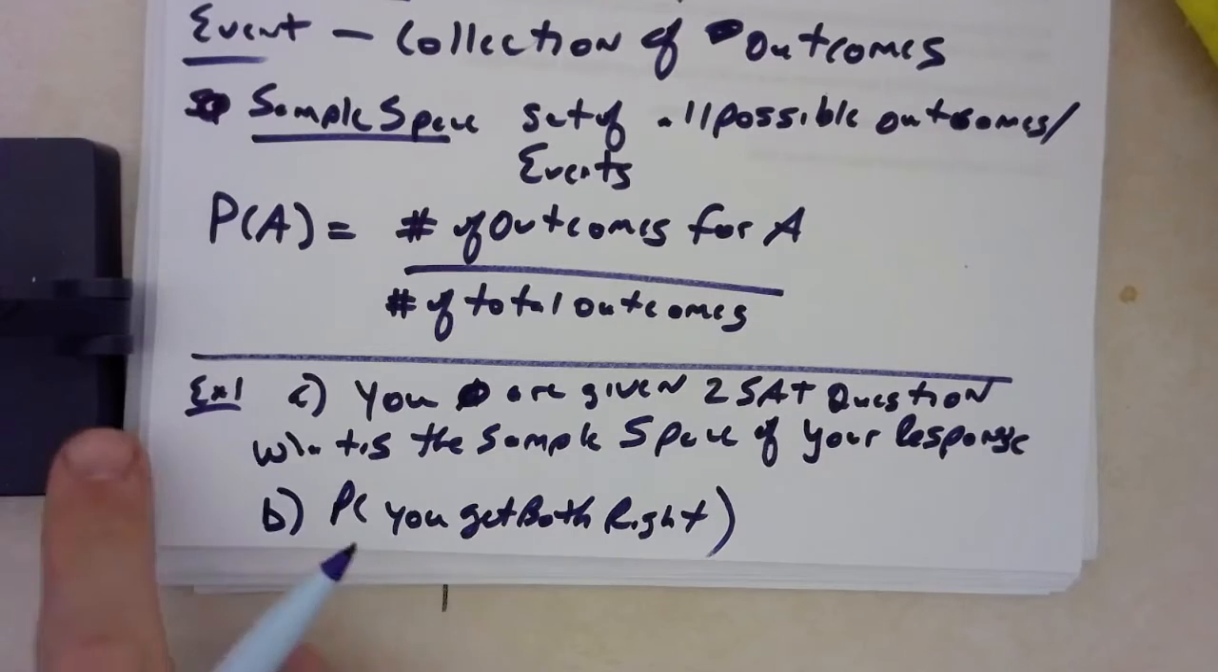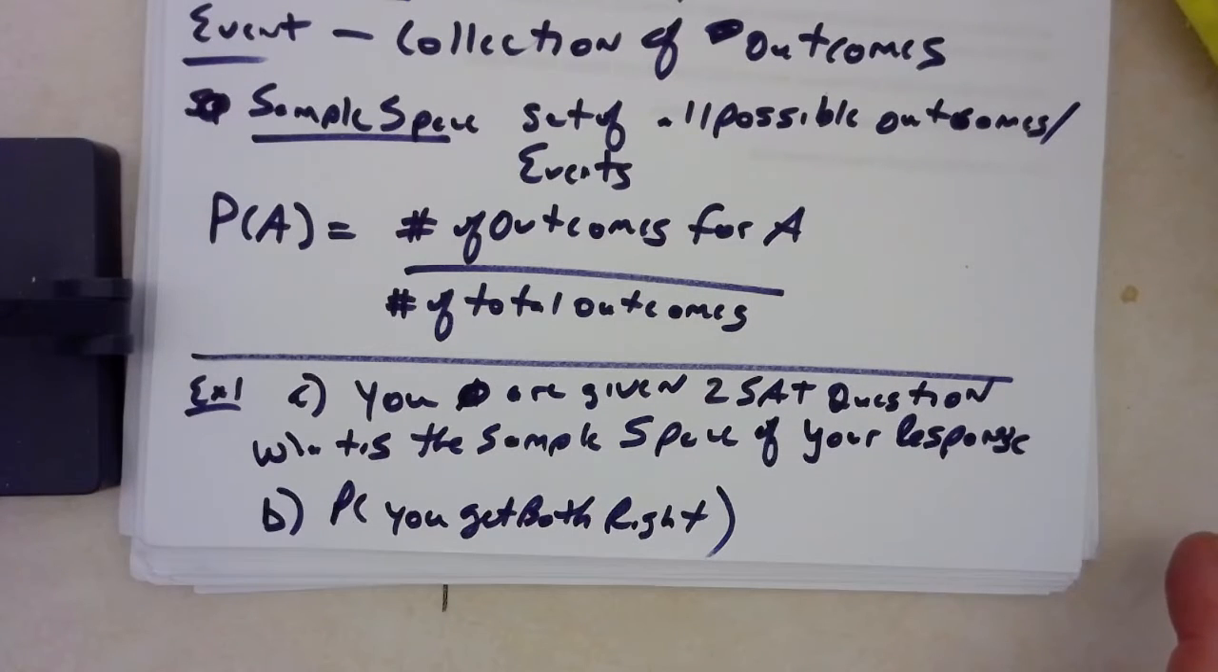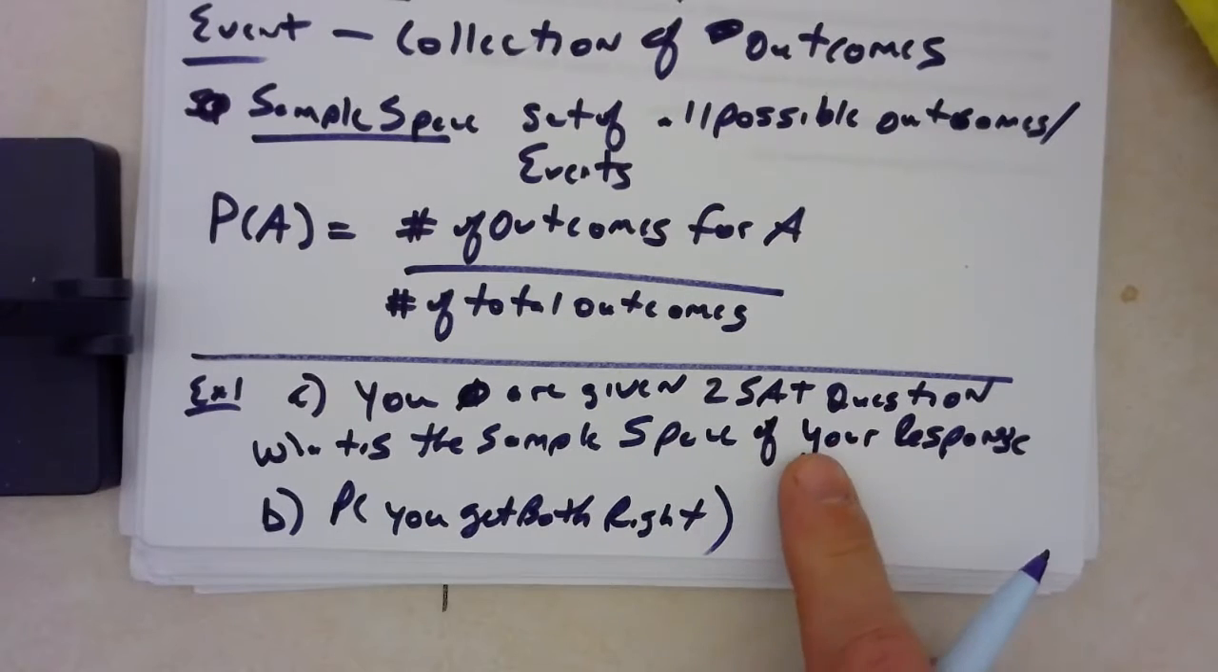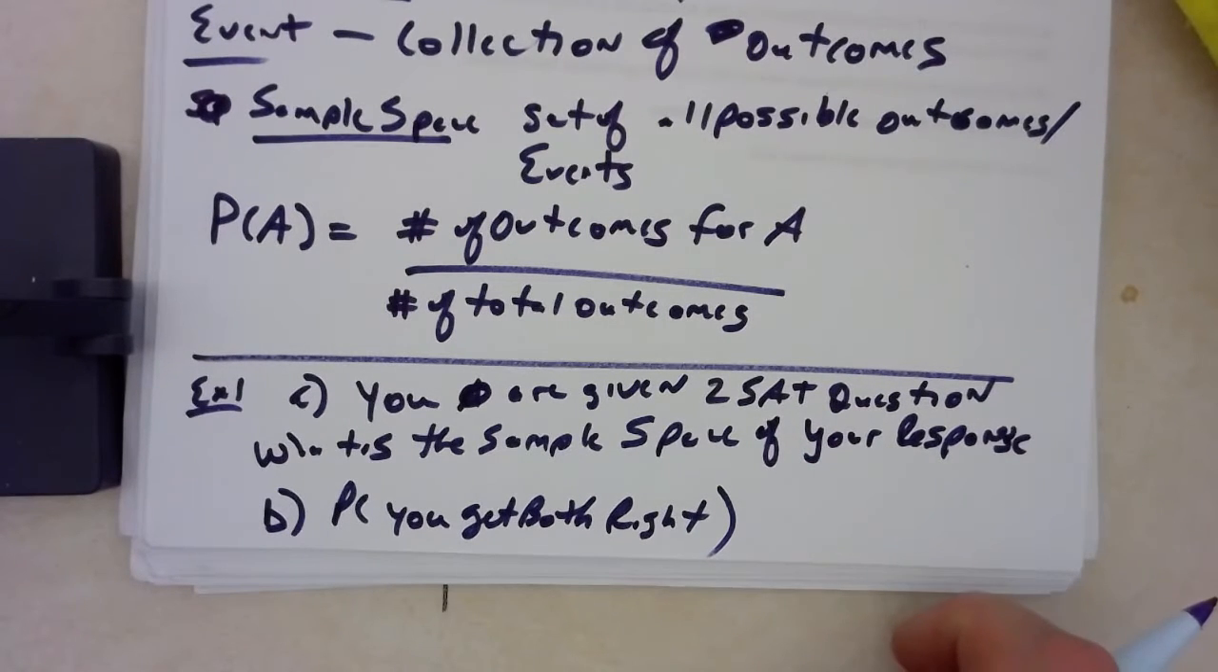Write down the sample space. So Elena gave us a couple: A, B, blank B. Write down the entire sample space in part B. What's the probability you get both right? It's the probability you get both questions right.